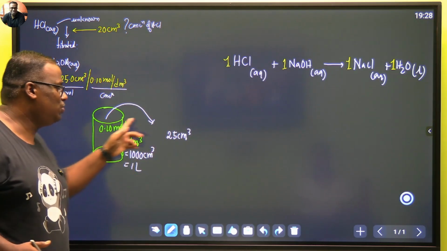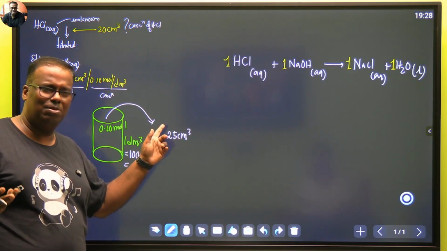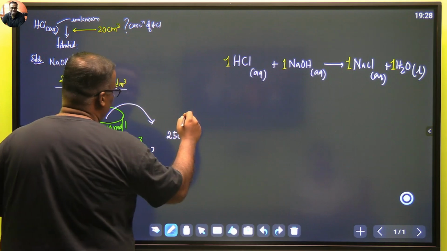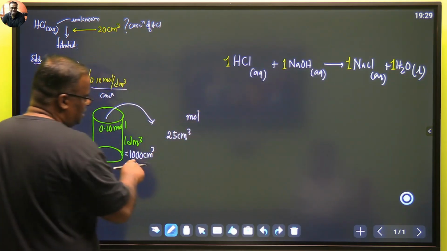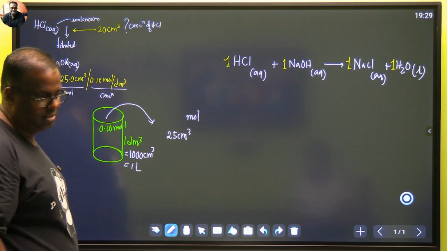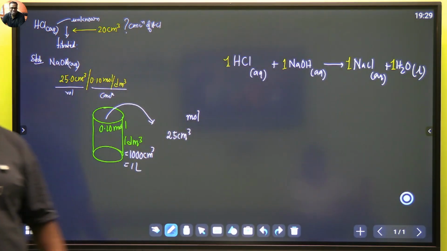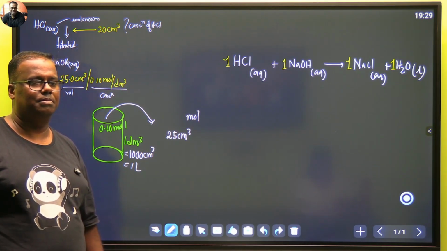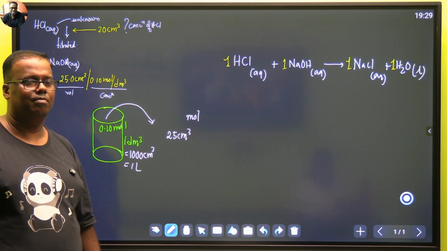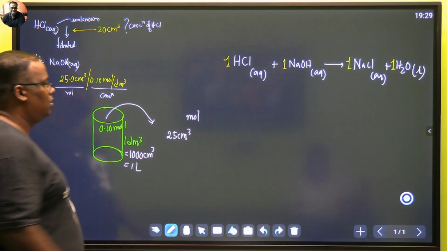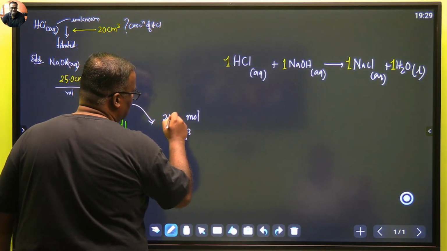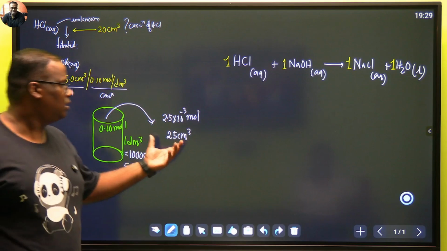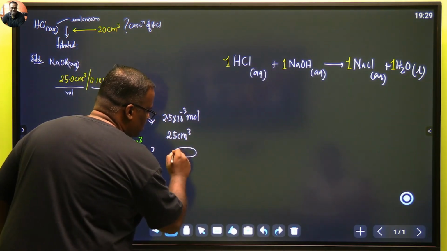So how many moles do you expect? 1/40th of this. No need to use a calculator; if you want to, go ahead. Tell me, how many moles will be there in this? This is exactly 1/40th. So make 1/40th of this: 1/40 into 0.1. 2.5 into 10 to the power minus 3, right? This is the sample created by Sahasra.